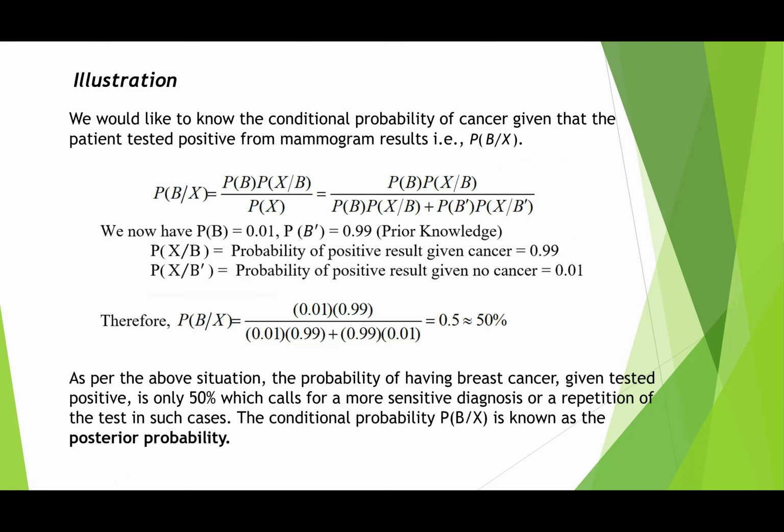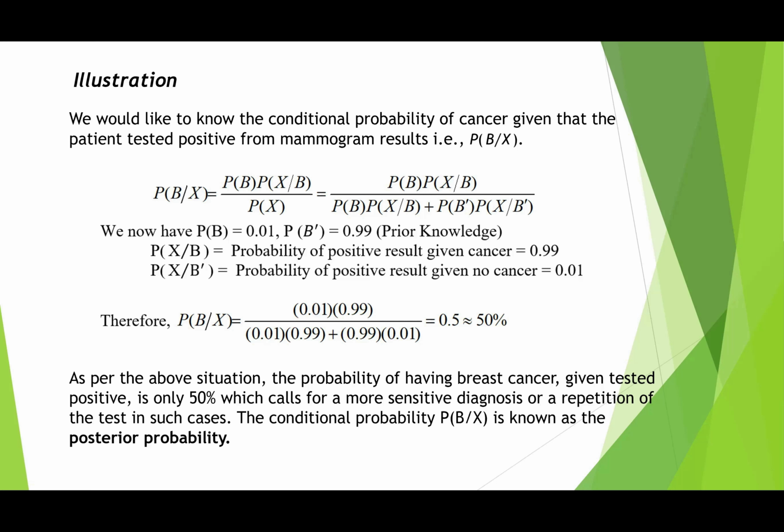So our interest now is in the conditional probability of cancer, given that the patient has tested positive from mammogram results. This can be obtained through Bayes' theorem, and we have the formula and all the components. On substitution, we get a value of 0.5, that is 50%. As per the above situation, the probability of having breast cancer, given the test is positive, is only 50%, which calls for a more sensitive diagnosis or a repetition of the test in such cases.